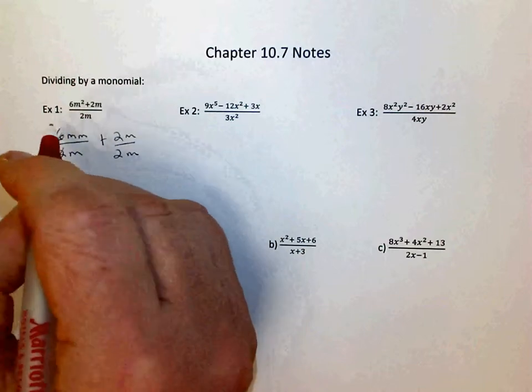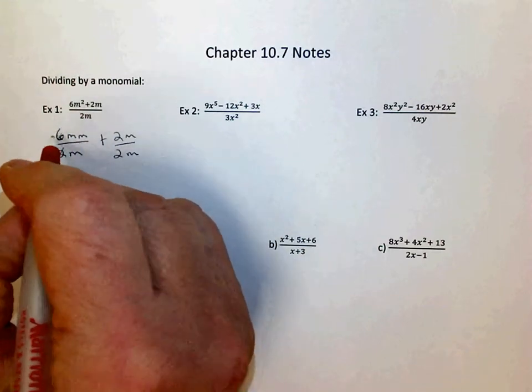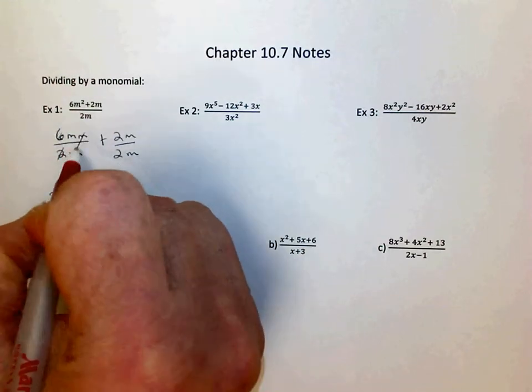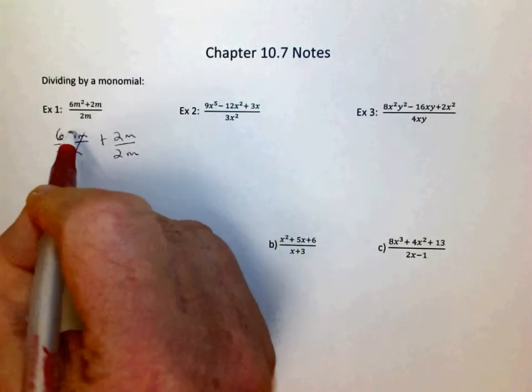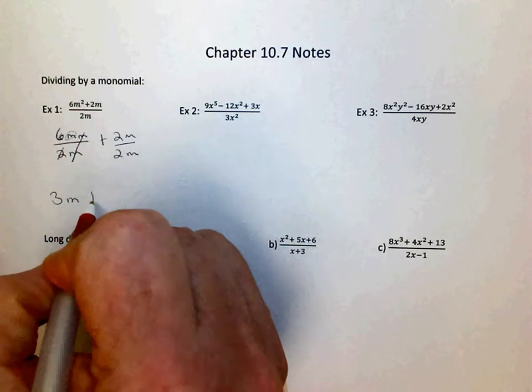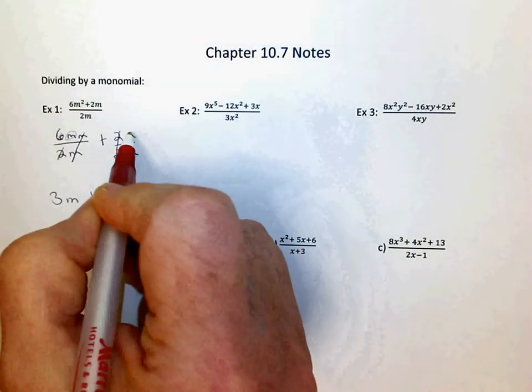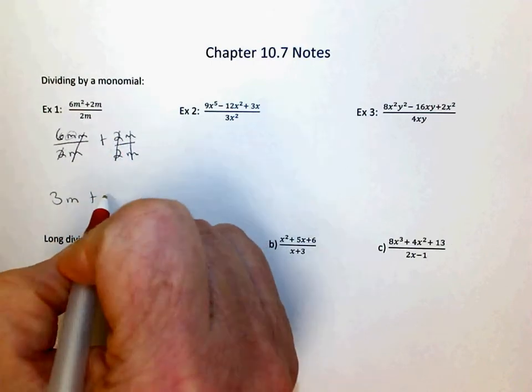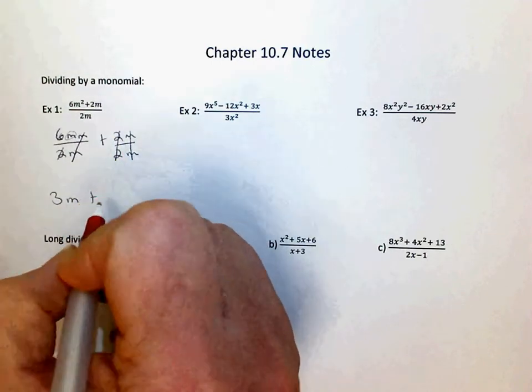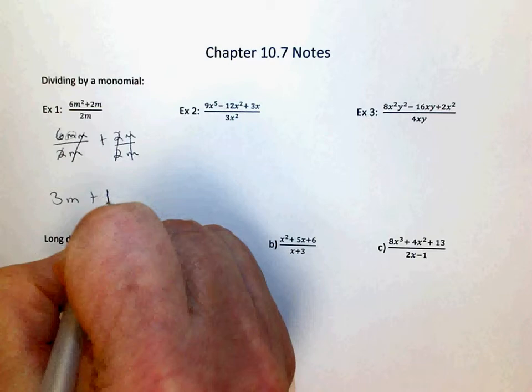6 divided by 2 leaves 3, and m divided by m goes away, and then that leaves an m left. And 2 divided by 2, chop chop, m divided by m, chop chop. And remember, we're not subtracting, we're dividing. So that leaves a 1.